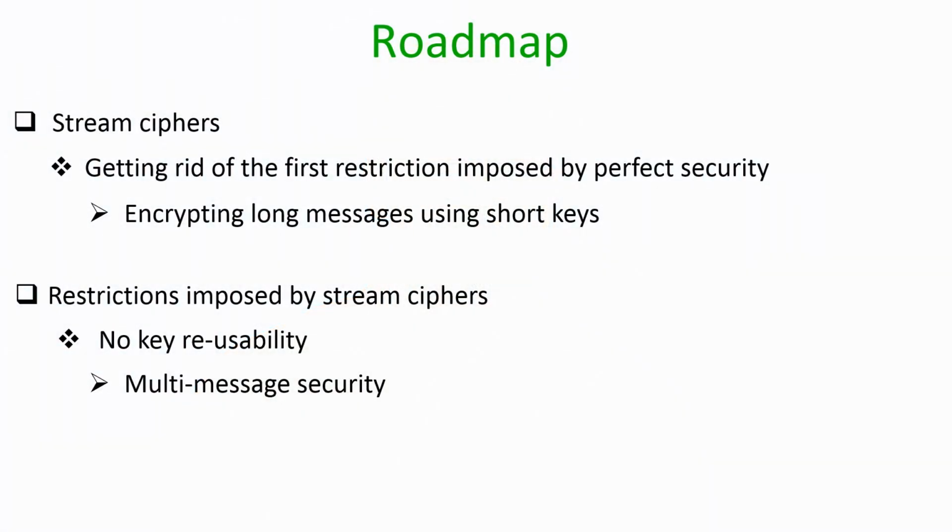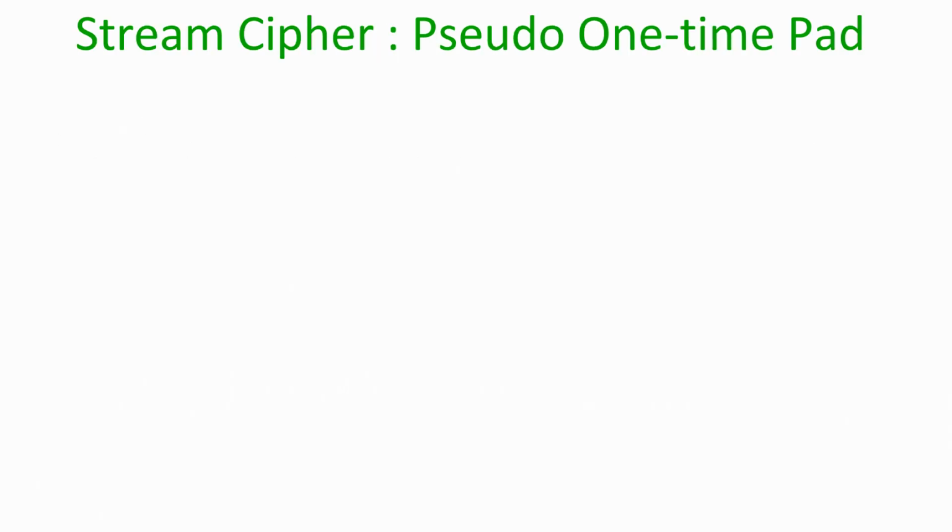The plan for this lecture is as follows. In this lecture we will consider the notion of stream cipher, where we will see how to encrypt long messages using short keys with the help of pseudo random generators, and we will also see the restrictions imposed by stream ciphers. Namely, we will see that stream ciphers do not support key reusability. For this we will also introduce the notion of multi-message security.